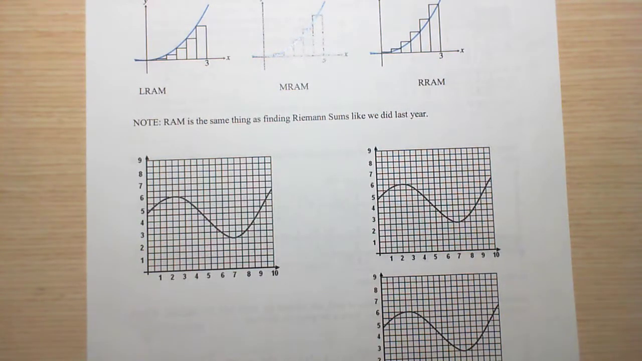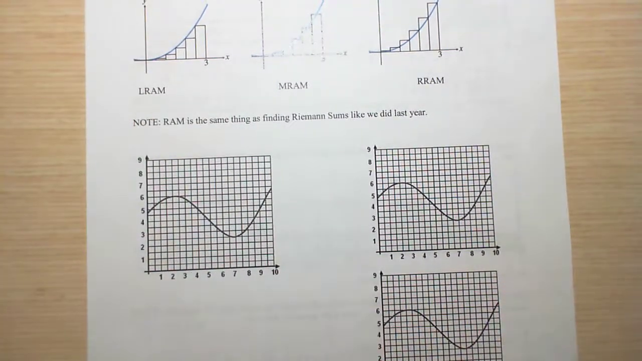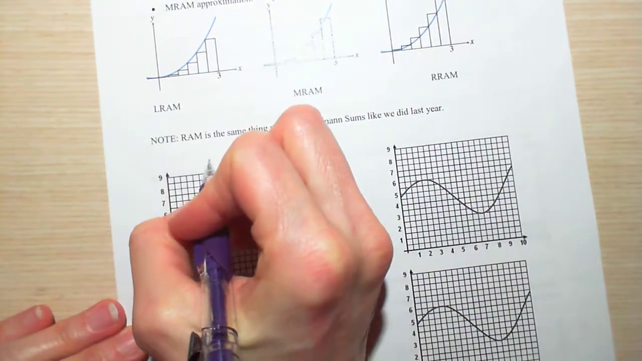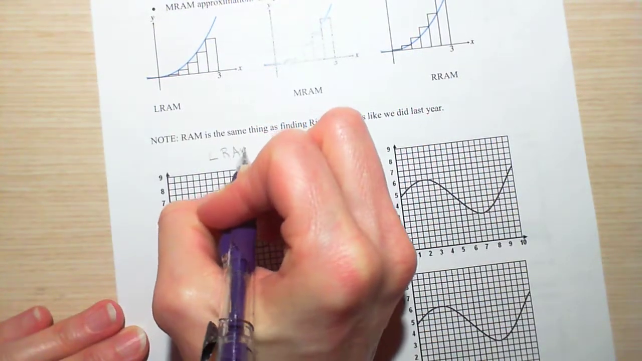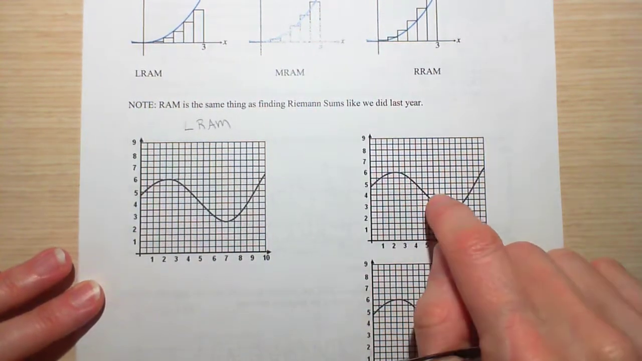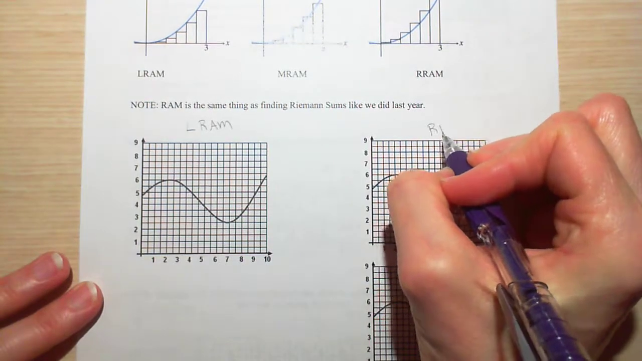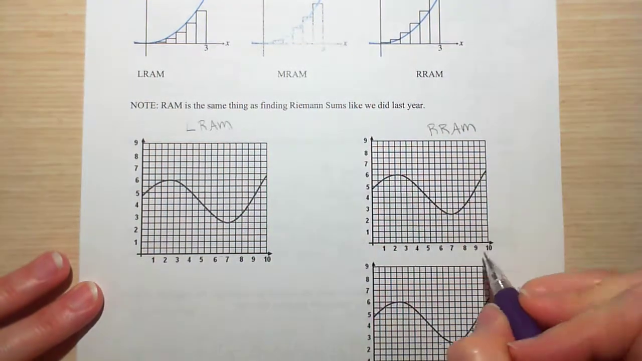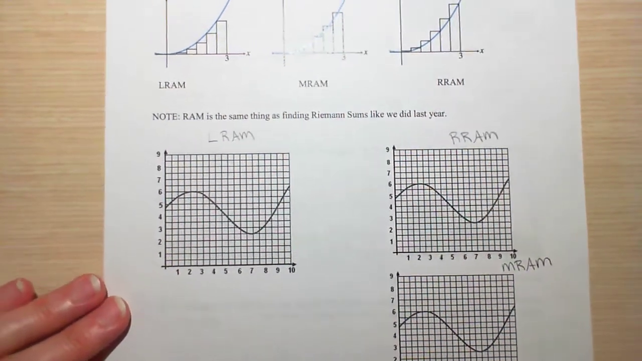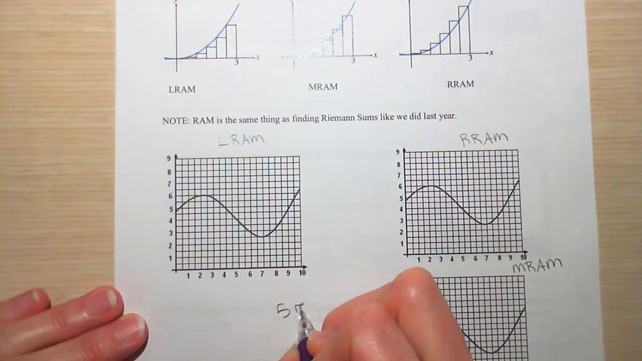Okay, now this one is where we get to practice a little bit of drawing. So I will demonstrate, I don't know, I'll do LRAM here. And then I'm going to ask you to try RRAM here. Just practice drawing them. That's the best way to do this. And then MRAM. So let's say we're going to do 5 rectangles here.